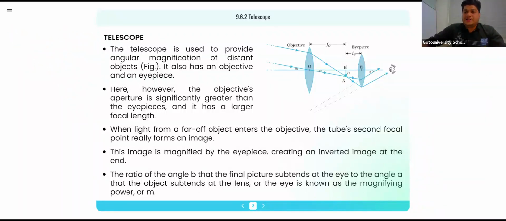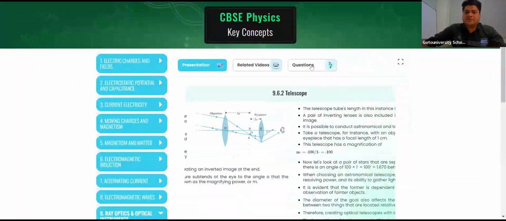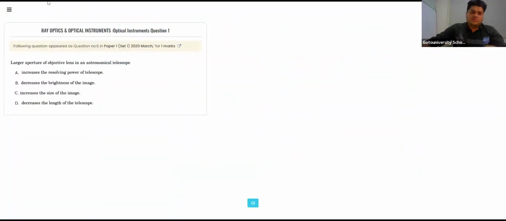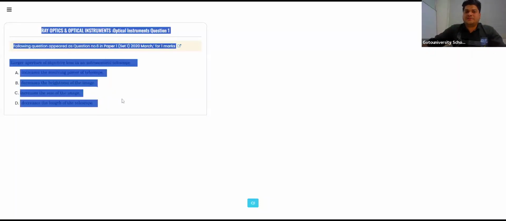Okay, so let's see a question based on this. What does a larger aperture of the objective lens in an astronomical telescope do? Increasing the resolving power? No. Increasing the brightness? No. Decreasing the length? No. It increases the size of the object.